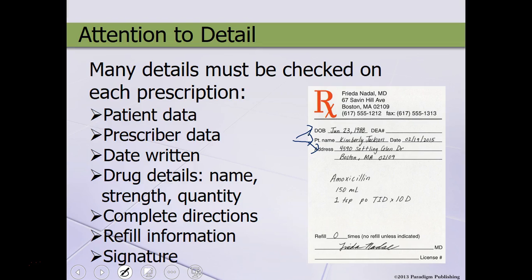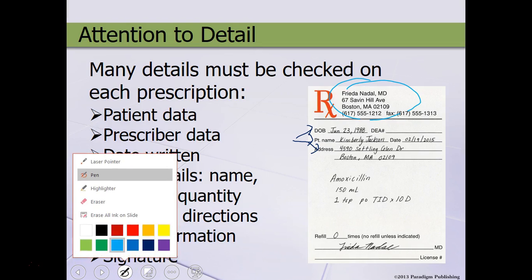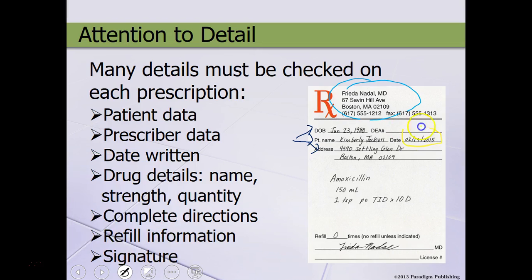The prescriber data should be noted at the top of the prescription, including the prescriber's name, their address, and a contact number. The date the prescription was written is critical. This prescription is now legal for 1 year from the time that it was written.